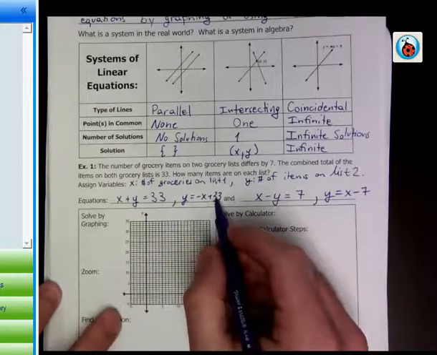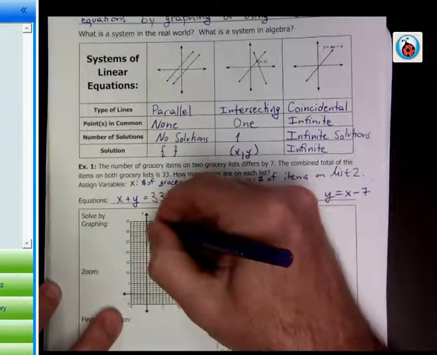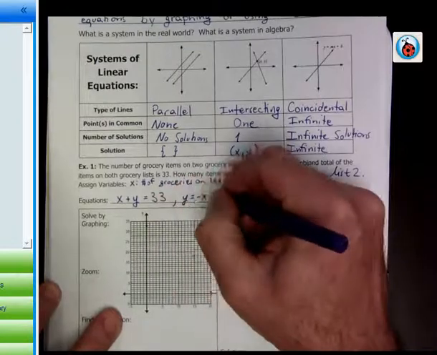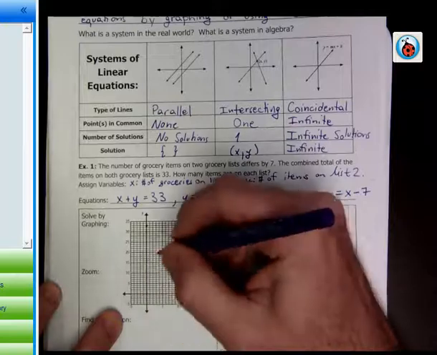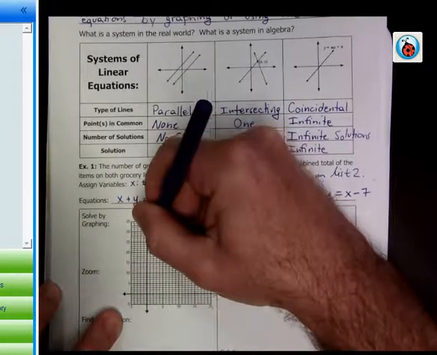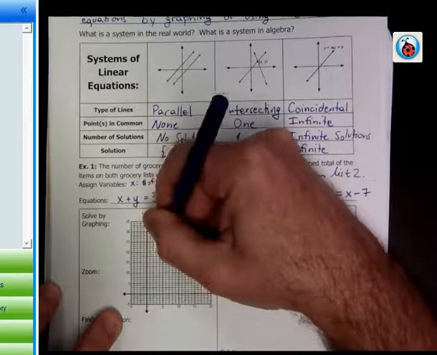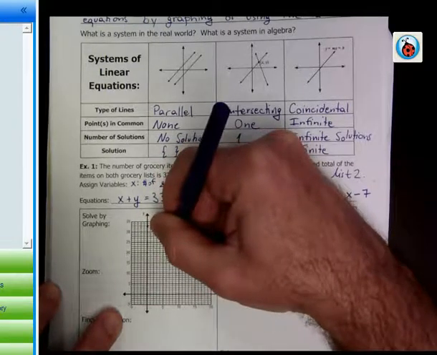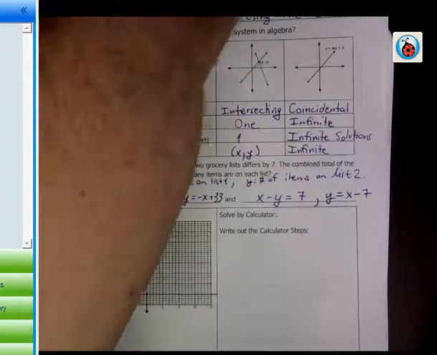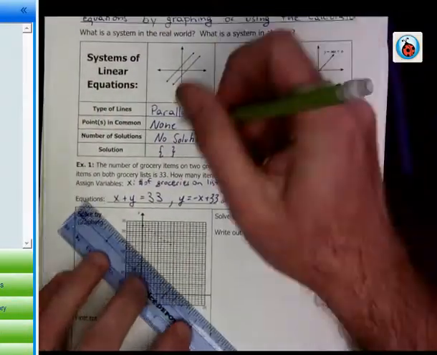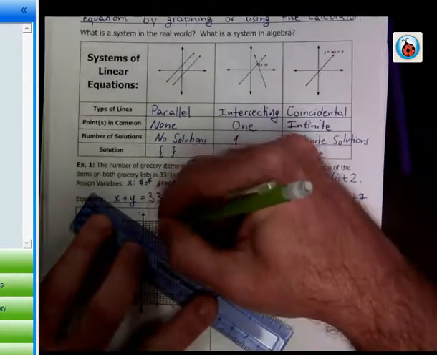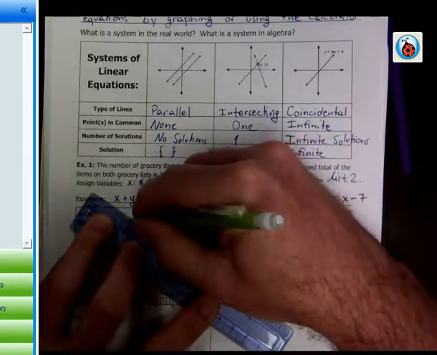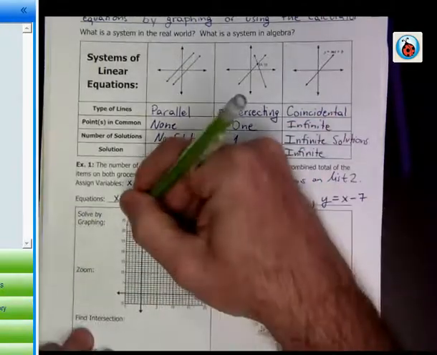So let me graph this first. The y-intercept here is 33. And the slope is negative 1. Let me make sure. Yep, okay. So down 1 over 1. Okay, I'm going to use my straight edge here to graph it, maybe with a pencil to make the line thinner. Okay, here's my first line.